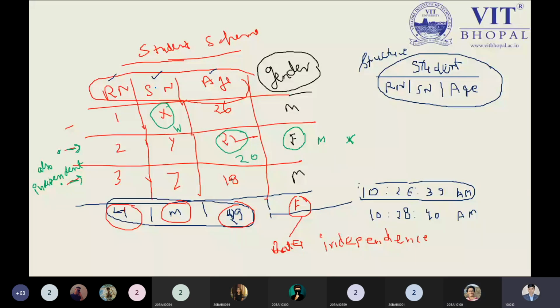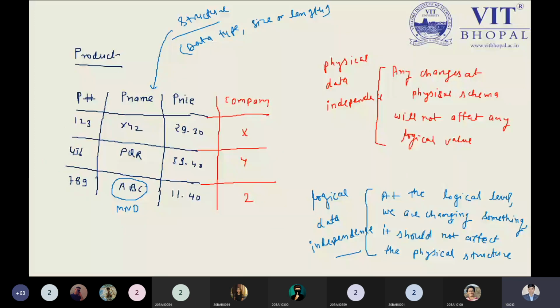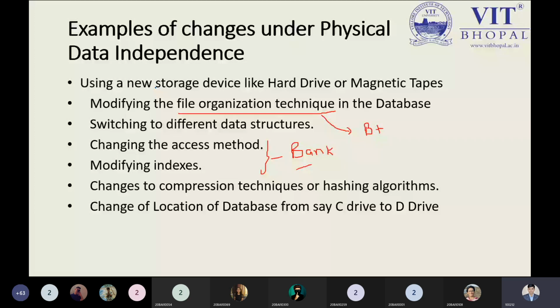Okay, so after understanding these 2 points, let us understand an example of changes under physical data independence. Modifying the file organization technique in the databases is a change we can make. Modifying the file organization technique means we are transforming our structure into a different format.